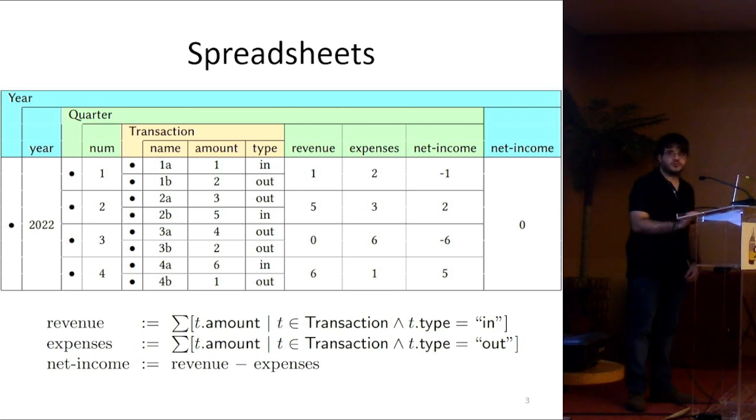This is an example of a spreadsheet. As you can see, we have years, quarters, and for each quarter we have a transaction, either incoming or outgoing. And for each quarter we sum up the revenues and the expenses and the net income, and then we have the sum for each year of the quarters.